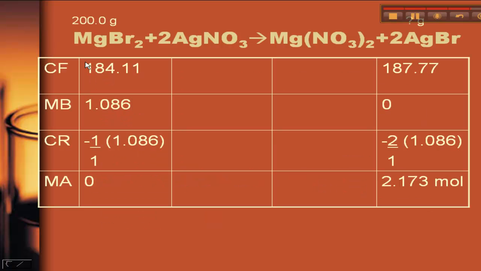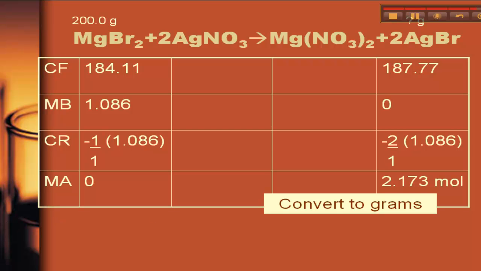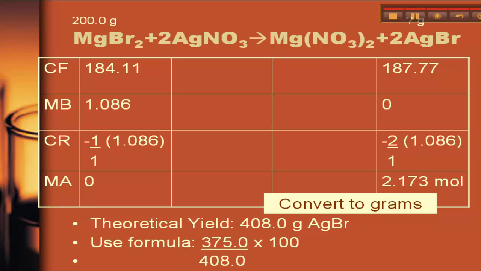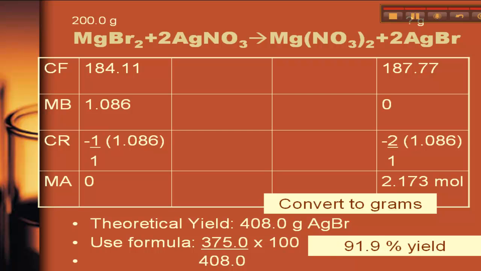So we need our balanced equation, which we have here. We have 200 grams of magnesium bromide, and we are looking for grams of silver bromide. We work through all of our math and we end up with 2.173 moles of silver bromide. We convert that to grams, and that's our theoretical yield of 408 grams of silver bromide. Then we plug it into our formula, which, remember, 375 was our actual yield, and your percent yield is 91.9%.